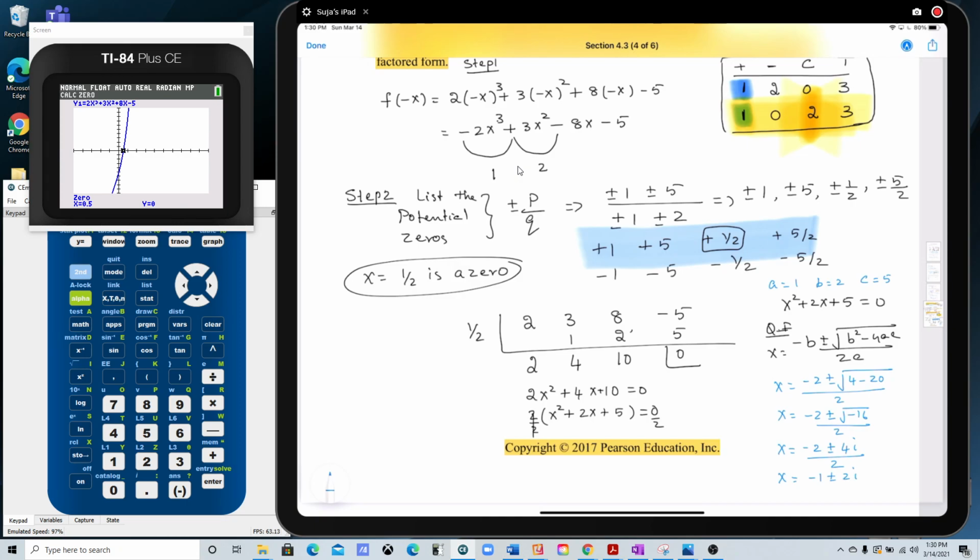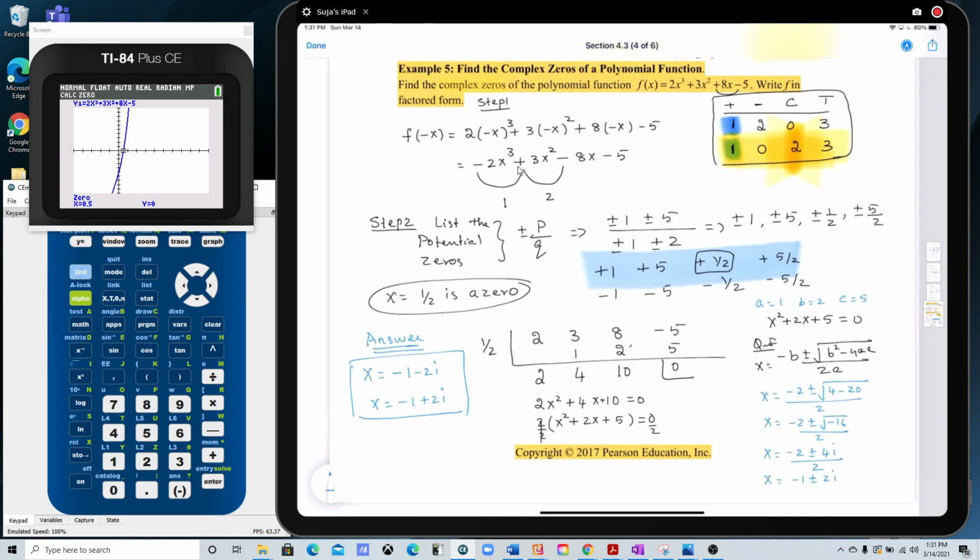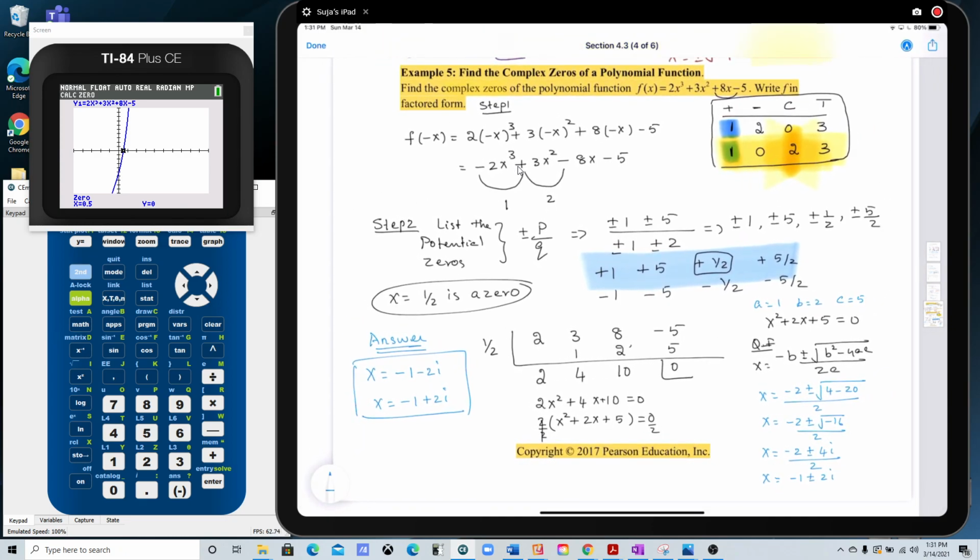If I factor out a 2 from the numerator and cancel it with the denominator, I'll end up with negative 1 plus or minus 2i. Therefore, the answer to this question, because it's asking for complex answers, is x equals negative 1 minus 2i and x equals negative 1 plus 2i. I don't have to list the positive zero or the real zero, because it's not asking for the real zeros. It's just asking for the complex zeros.